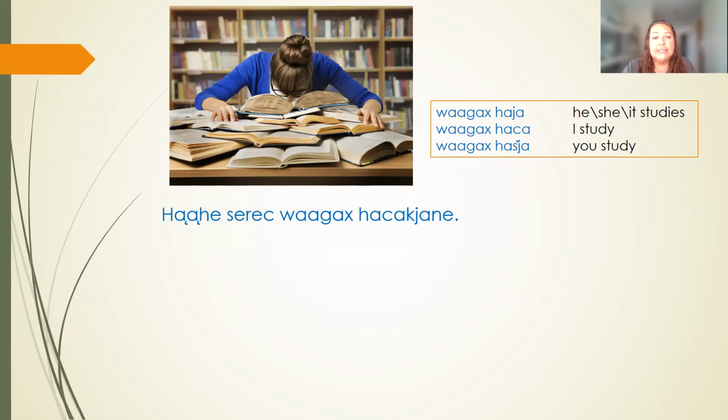All right, let's go through some sentences. So, hahe sarach waagax hachak janed. All right, so looking at the verb waagax hacha, who is going to be doing the studying? We know it's future tense because we've got jane at the end here. So we'll look up here, who is waagax hacha? It is I study. Hahe, you should know, is evening or nighttime. Sarach means long. So I'm going to study all night. So when you say hahe sarach, it pretty much means all night.